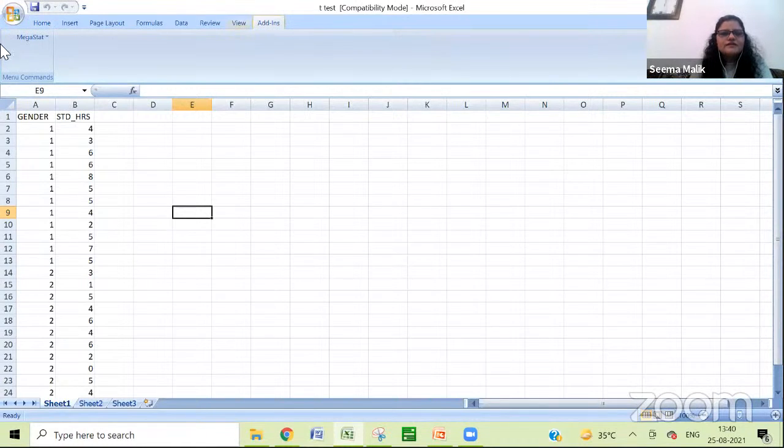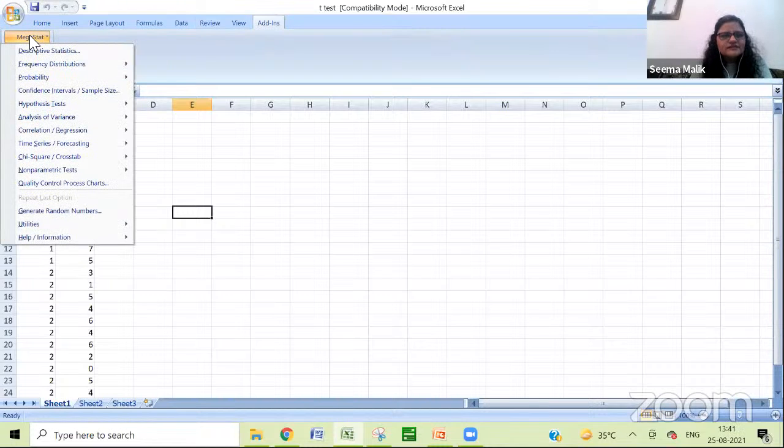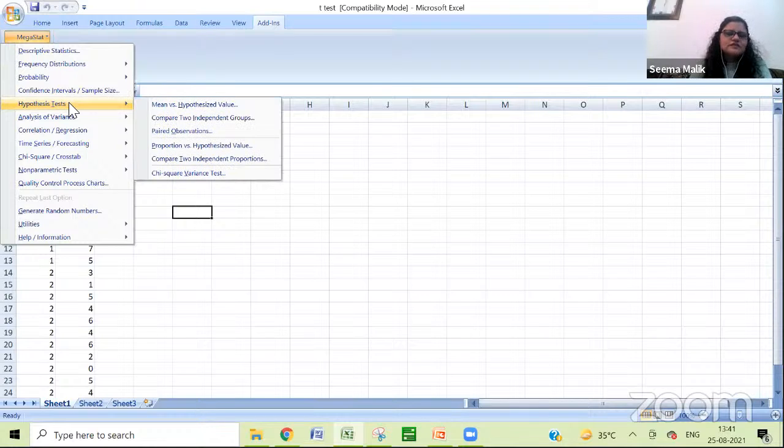Now, add-ins, then click on MYSTAT, and then I have this kind of test, hypothesis testing. And in this, I am having mean versus hypothesized value. Okay, so this is the one sample t-test in which I'm comparing the value of sample, that is mean of sample, with the hypothesized value, or you can say population value. Okay, so I'm clicking over here.